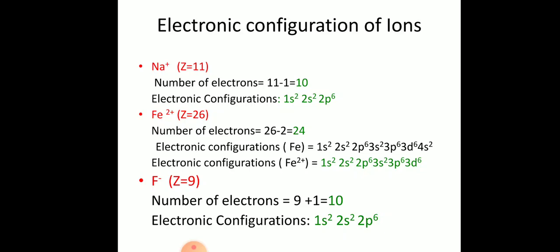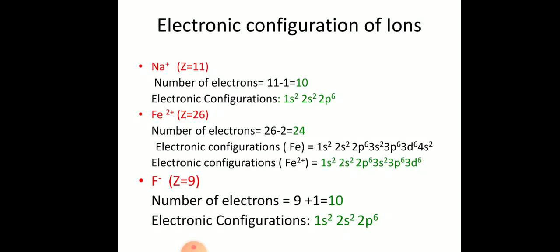Next, for negative ions, that is anions, take atomic number 9. We find the number of electrons. When you have a negative charge, we need to add electrons. When there is a positive charge, we need to subtract. When there is a negative charge, we need to add. So 9 plus 1 is 10 electrons. We can write the electronic configuration as 1s2 2s2 2p6. Fine, so this is how we can write down the electronic configurations of ions.